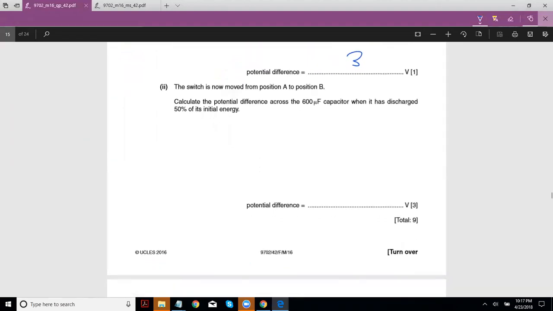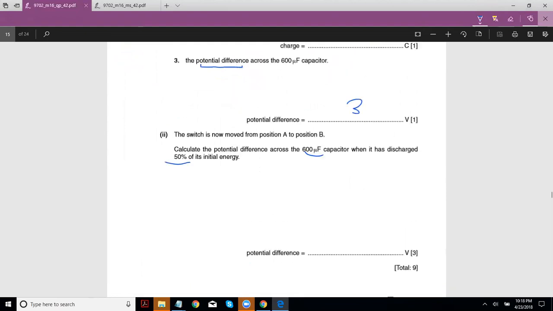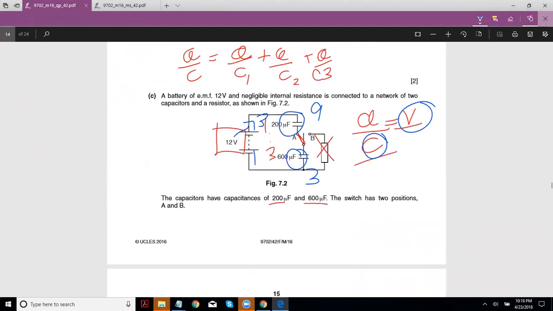The switch is now moved from position A to position B. Calculate the potential difference across the 600 volt capacitor when it has discharged 50% of its initial energy. So to get some clarity, we'll have to look at this properly.